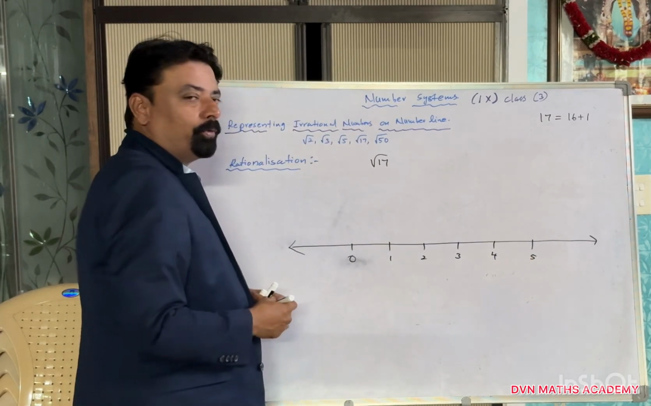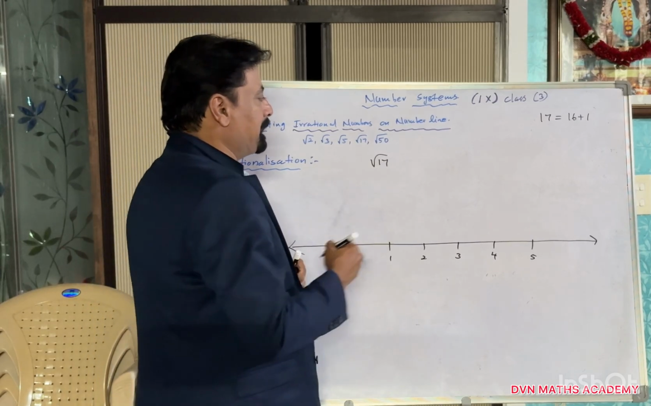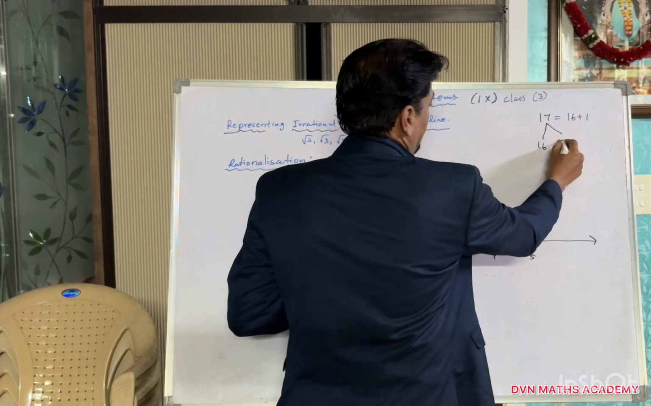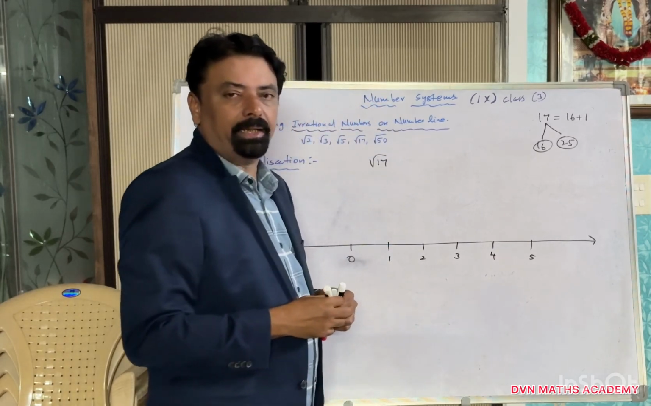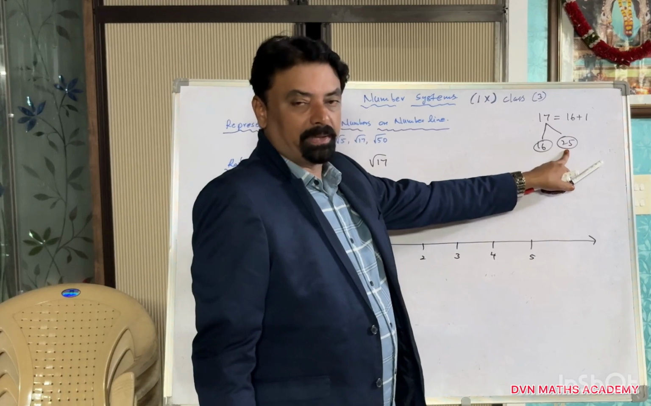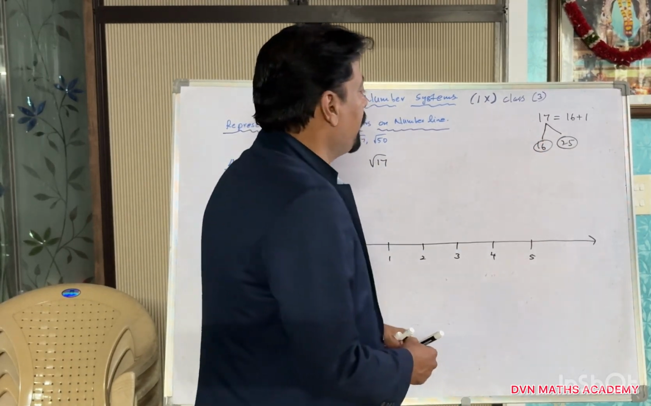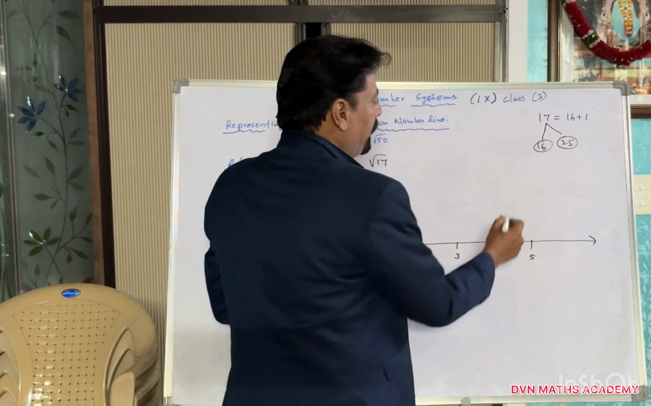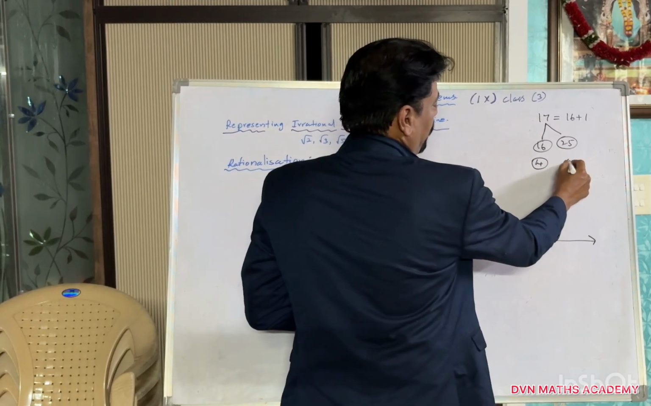So I have taken up to 5 only because 17 is in between two perfect square numbers, that is 16 and 25. So the 17 value is between 16 and 25, because 16 is a perfect square number and 25 is also a perfect square number. Hence, the root value of 17 will be between the root value of 16, which is 4, and the root value of 25, which is 5.